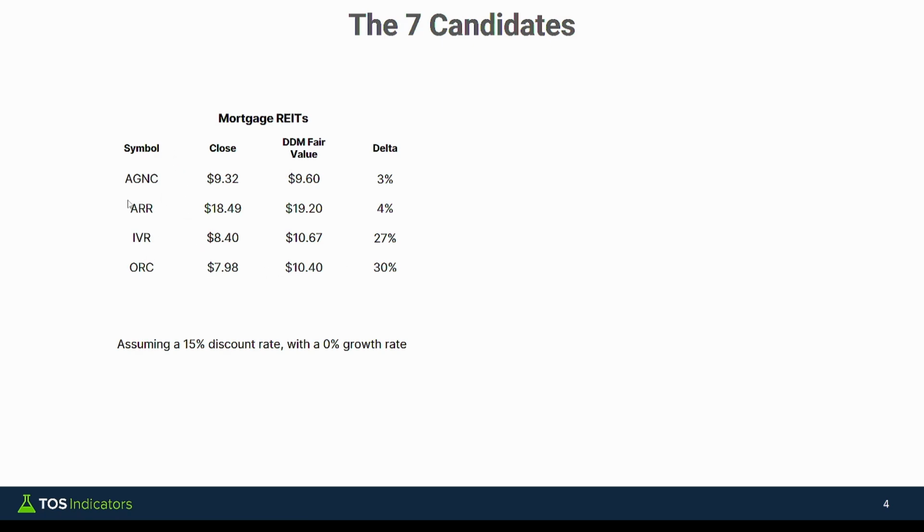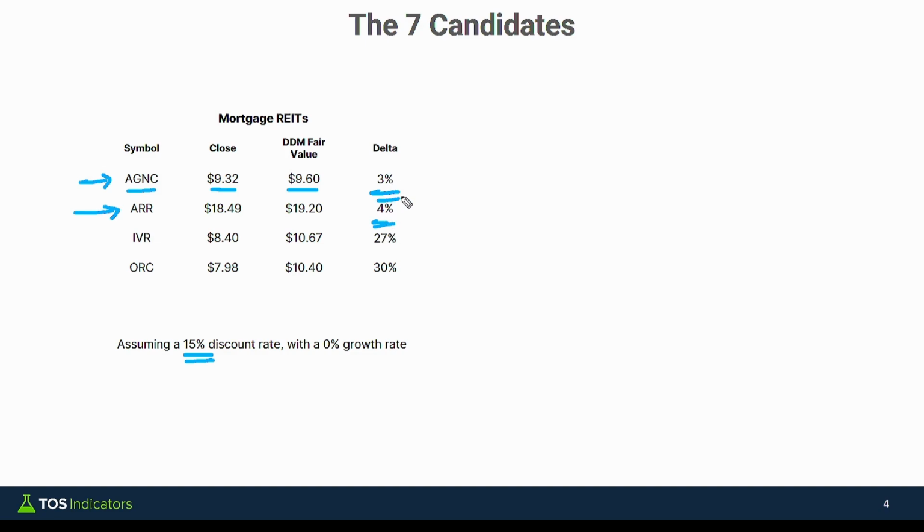Now for all 4 of these, the first 2 are ones which I imagine you might recognize, the second 2 not so much. Agency, our current close price, $9.32, but that fair value with the 15% discount rate is fairly close to where we're trading, a delta of just 3%. Armored Residential, very similar story here. The delta is just 4%. So we're close to what is the fair value price.